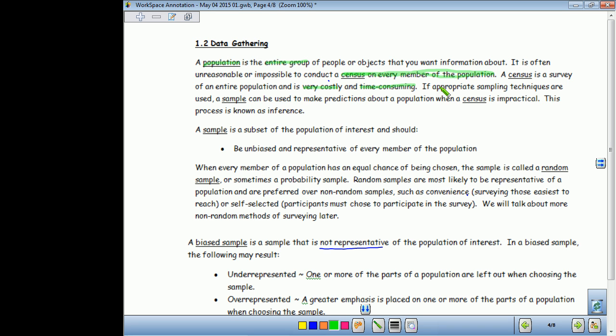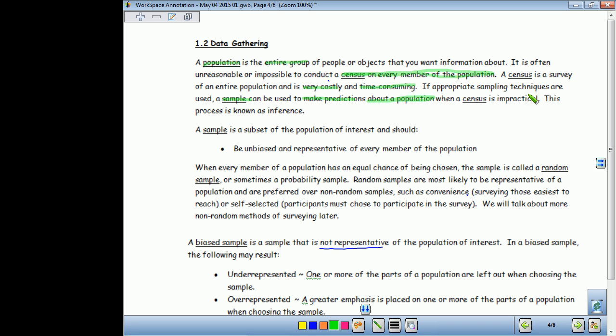So if we use appropriate sampling techniques, a sample can be used to make predictions about a population when a census is impractical.